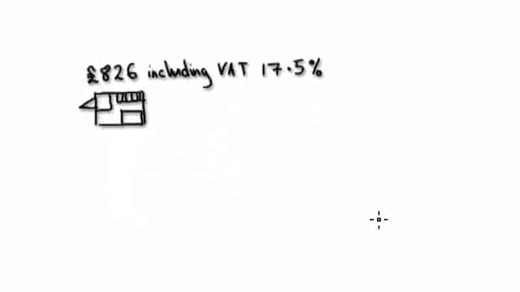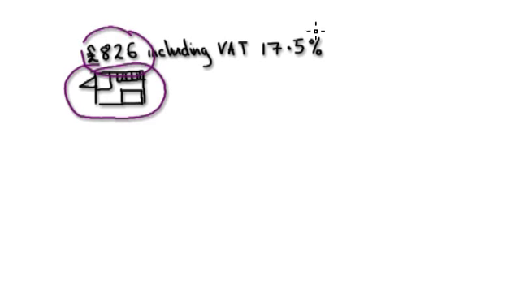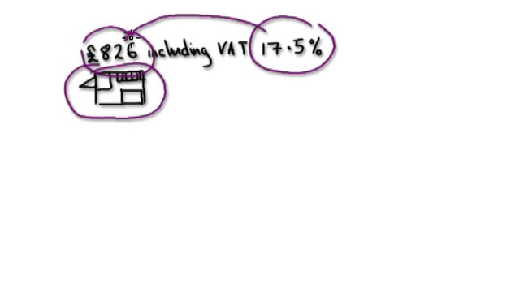Now it's your turn to do reverse percentages. Let's say you own a business and your business requires this photocopier here. It costs £826. That's including VAT at 17.5%. That means VAT is already inside this price here.